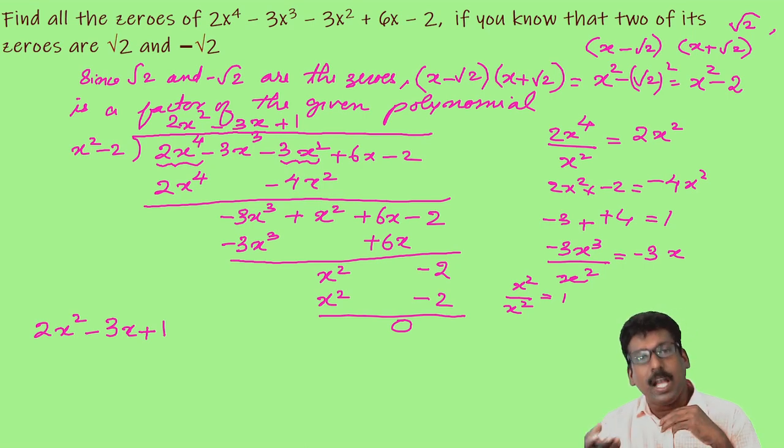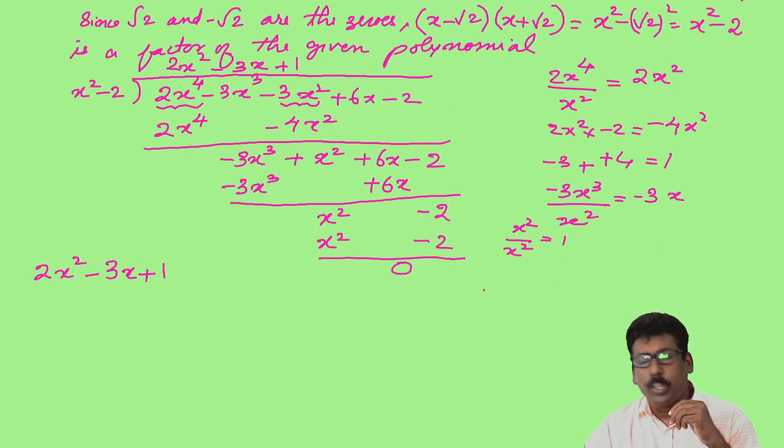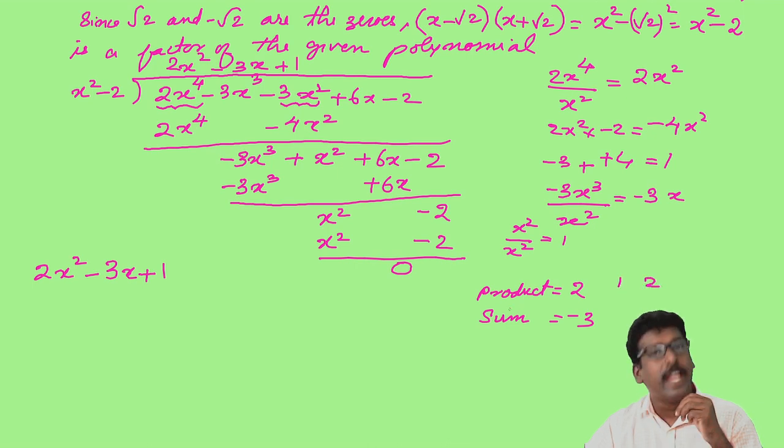Now to get the other two zeros, you have to factorize this one. This you know how to factorize it. Product, you can take it as 2 into 1, that is 2. Sum, you can take it as the middle term coefficient, that is negative 3. The factors of 2 are 1 and 2. While adding, you are getting 3. So that these two factors should be negative 1, negative 2.